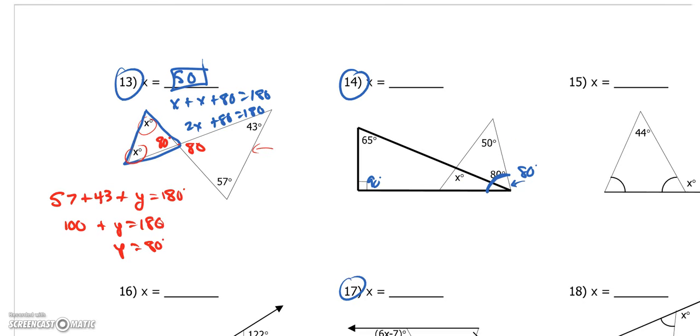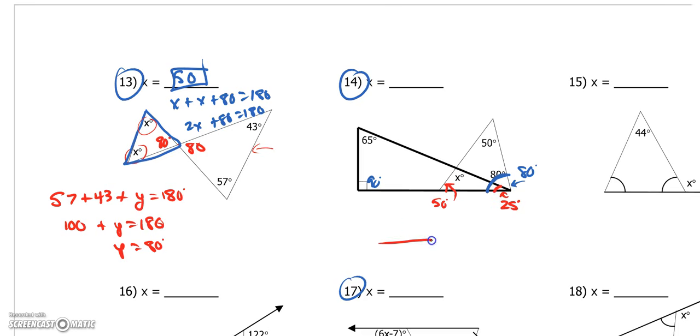Okay, so I know 50 and 80 is 130, so this angle down here is going to have to be 50 also. Okay, because I know that triangle on the right has to add up to 180. Okay, so that's 50. This triangle on the left, the right triangle, 90 and 65, and this angle down here, okay, those have to add to 180, and that's going to give me 25 degrees.